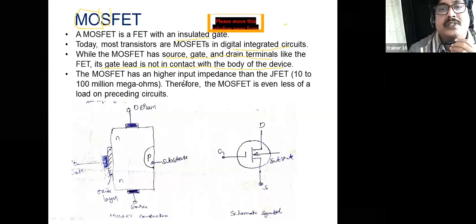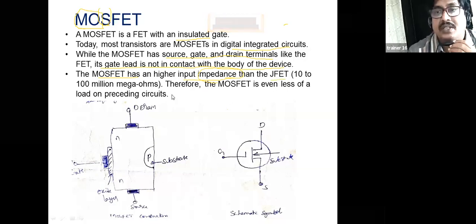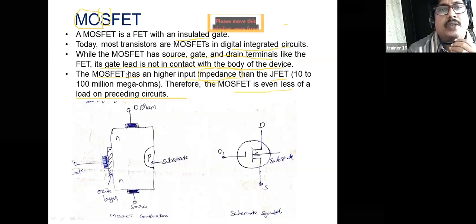This MOSFET has a higher input impedance. What is the meaning of impedance here? Resistance. The input resistance is higher than that of the JFET, the junction field effect transistor, which we will discuss later. And the MOSFET puts even less of a load on preceding circuits. So next we will discuss the MOSFET clearly.